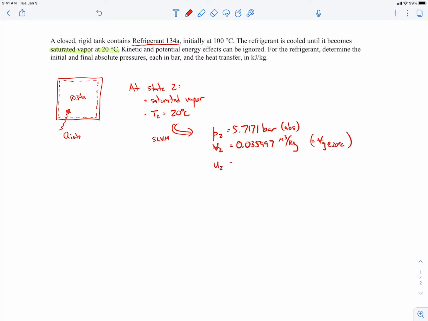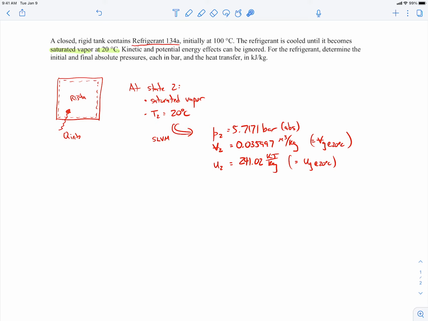And the specific internal energy from the table was 241.02 kilojoules per kilogram. And again, that one's equal to the specific internal energy corresponding to the saturated vapor at 20 degrees C, because we know it's in a saturated vapor state.